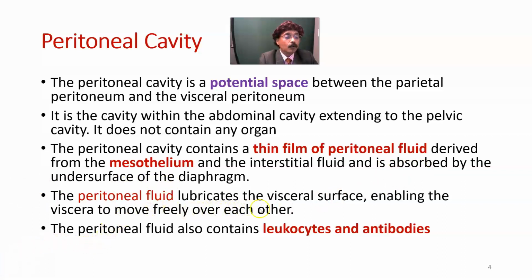Peritoneal fluid lubricates the viscera so that the intestine can easily do peristalsis, enabling the viscera to move freely over each other. So the peritoneal fluid has this function. The peritoneal fluid also contains lymphocytes and antibodies, and a few lymphocytes among the leukocytes.